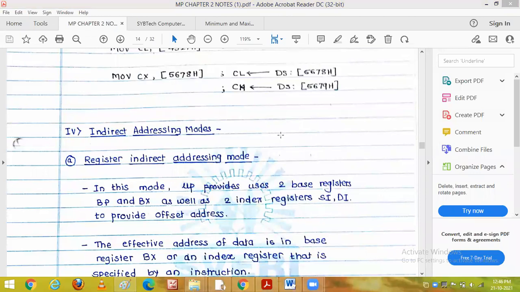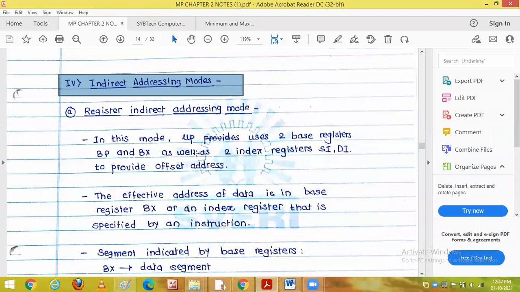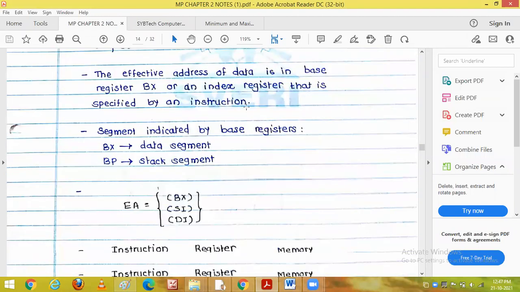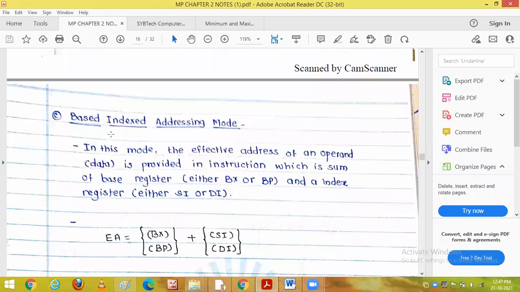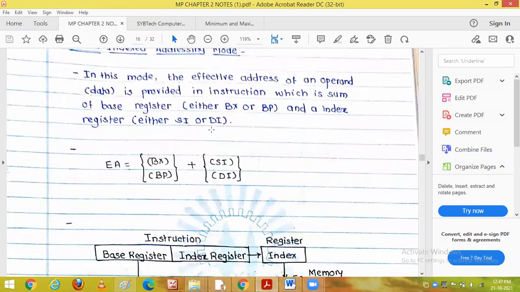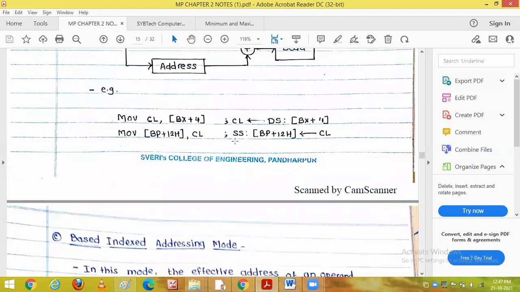So next, the fourth one, I will move to the indirect addressing mode. In direct addressing mode, directly you access memory with the registers. In indirect addressing mode, indirectly you have to access it. In that again there are four categories: register indirect addressing mode, register relative addressing mode, based index addressing mode, and base index relative addressing mode. So four categories are there.